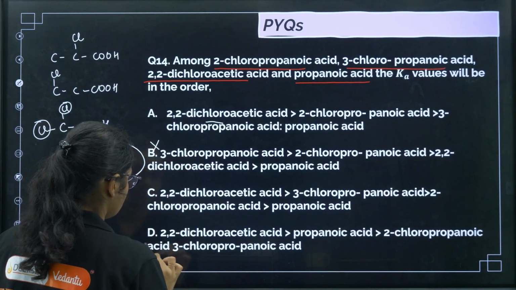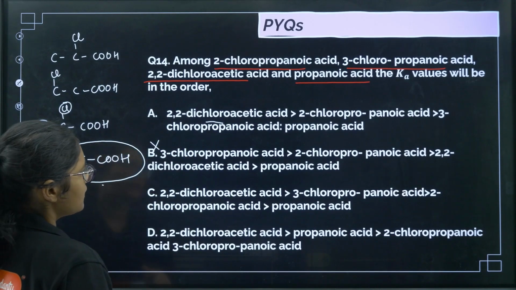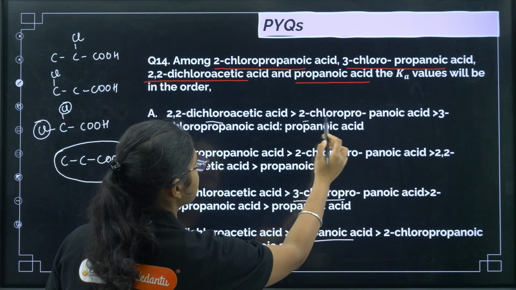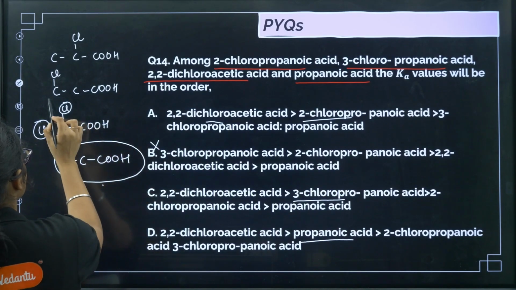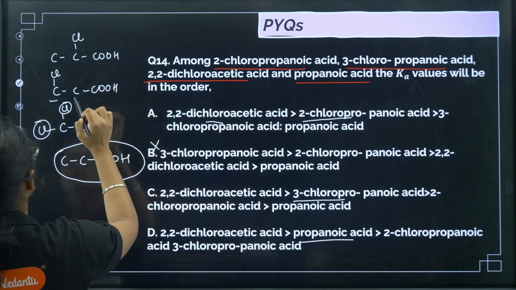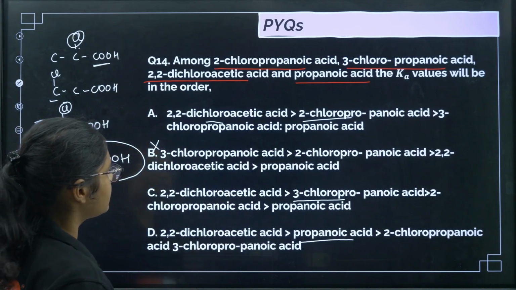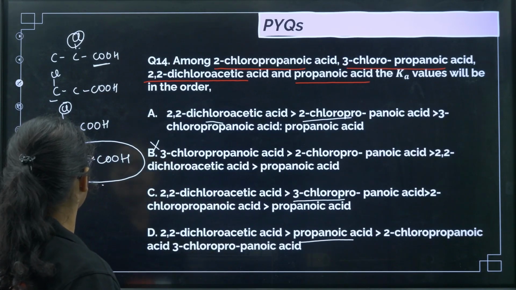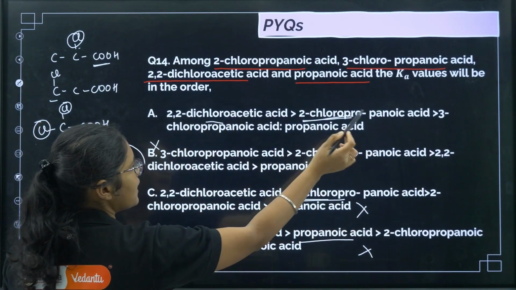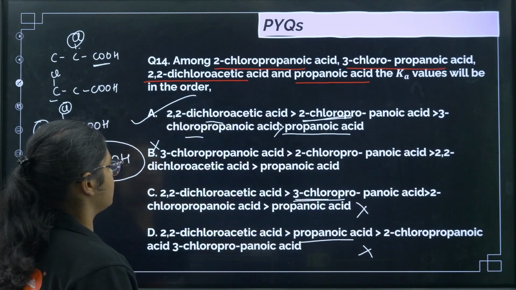So we can eliminate this one and all other options are there. Next, here you have propanoic acid, here you have 3-chloropropanoic acid, and here you have 2-chloropropanoic acid. Here you see the chlorine group is closer, so there will be a better electron withdrawing effect. So after that we will have 3-chloropropanoic acid, right? So the correct answer here will be 2-chloropropanoic acid first. This one you can remove, this one also you can remove. After that there is 3-chloro, and the last one is your propanoic acid. So the correct answer is option A.